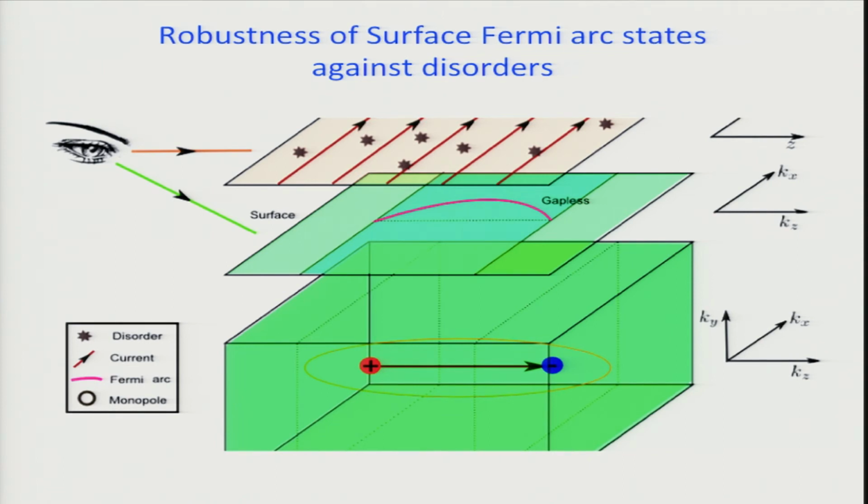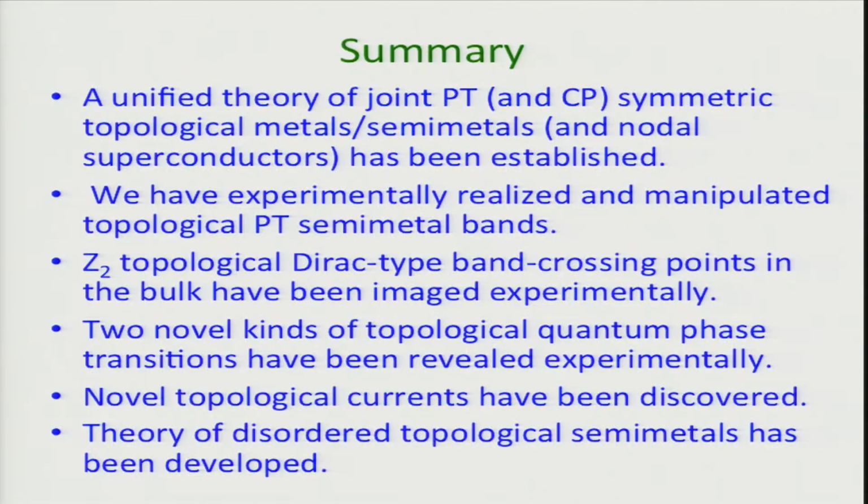Here I show the cartoon. In the momentum space, you can see the so-called Fermi arc. And in the real space, you can see the persistent current. Okay, then that's my short summary.